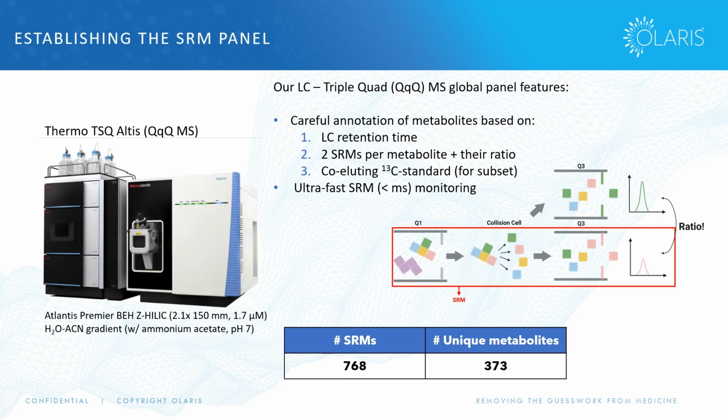And then finally, and I'll talk a little bit more about that in a second, for a subset of these metabolites, we also have concurrent or the corresponding frequency standards as well, that allows us for another mode of annotation. And so together with the ultra-fast SRM monitoring of the Thermo Altis instrument that we're using, we're able to have 768 SRMs in a single 20-minute run, covering 373 unique metabolites.